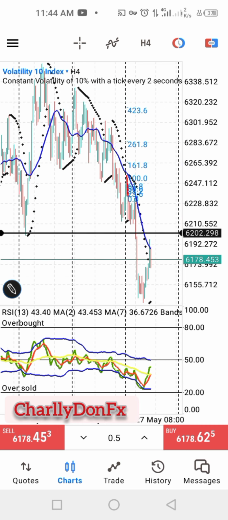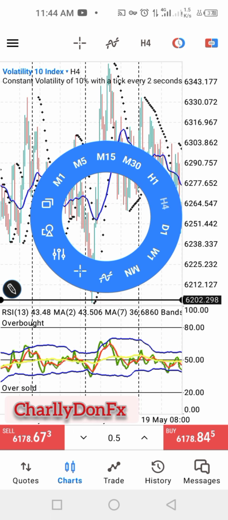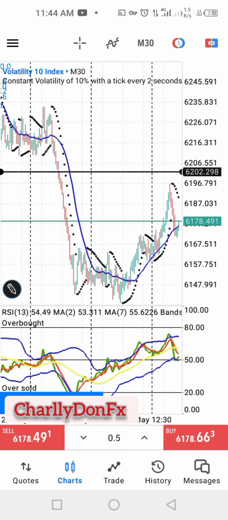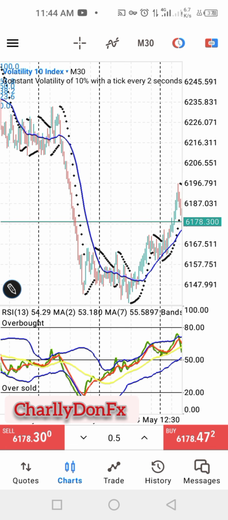Now this is a technical indicator. Hold on guys, 30 minutes. Okay, good and fine. I've gotten what I've been looking for. Now this is how this strategy works.